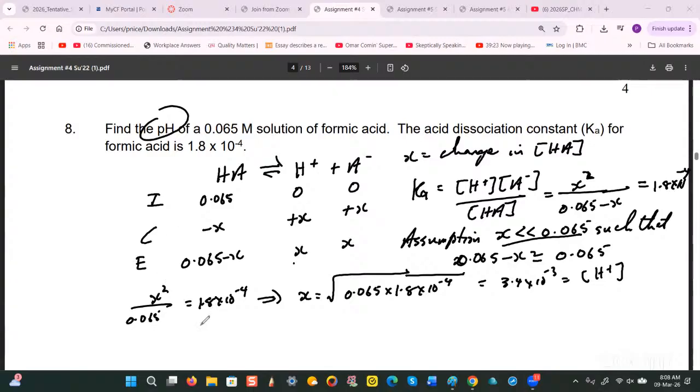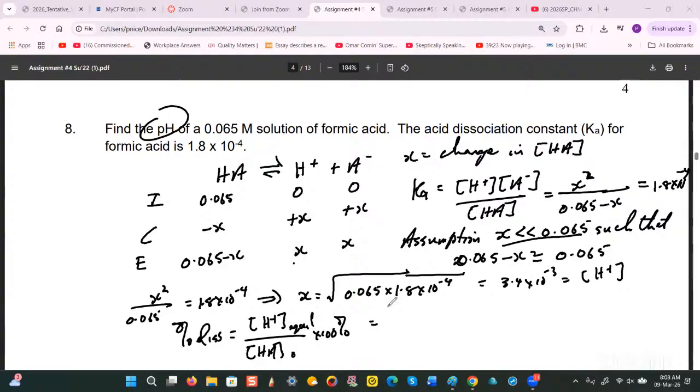And how do we test it? We test it by determining what is called the percent dissociation of the acid. The percent dissociation is equal to the concentration of H plus at equilibrium divided by the concentration of HA initially, times 100%, okay? Basically, once we calculate that percent dissociation, if it is less than 5%, then the assumption that we made will be valid. So let's see if that's the case.